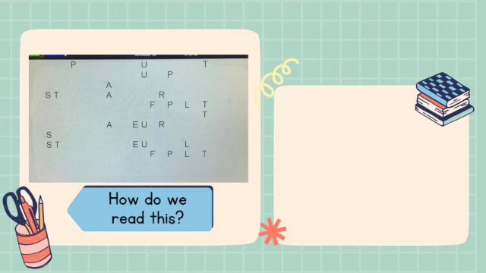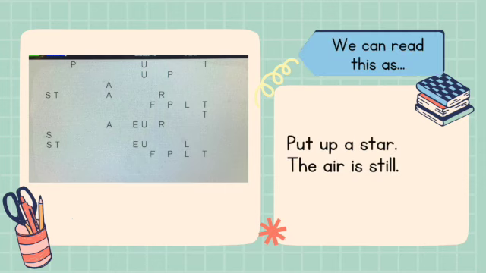Let's try this one. Please read this. I'll give you 3 seconds. 3, 2, 1, 0. Okay, let's check your answer. I know you got it right. There are two sentences here. First one is: Put up a star. Second is: The air is still. Notice that there are two periods, so that's two sentences. Great.